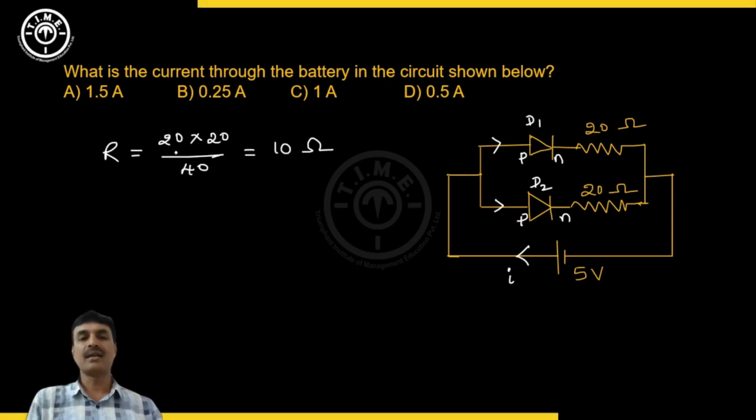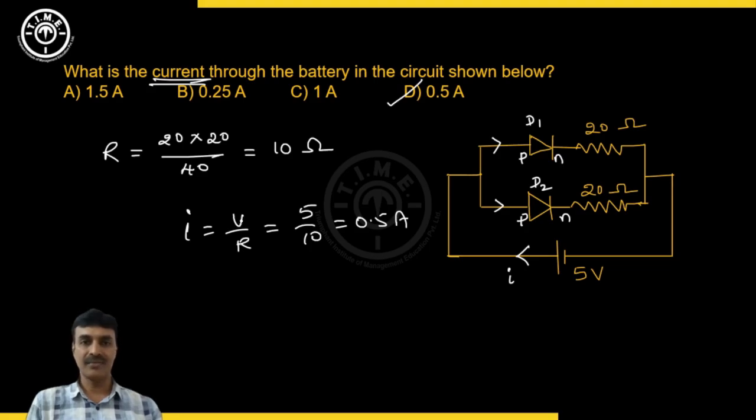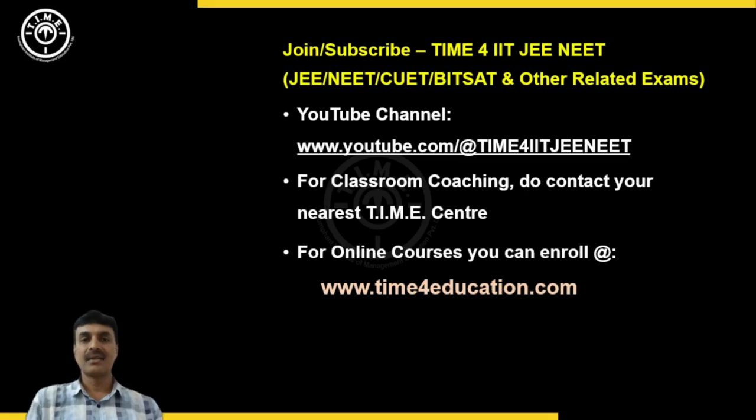Potential is given. What is the current? Using Ohm's law, I is equal to V by R. It's 5 by 10, 0.5 ampere. So 0.5 ampere is here in option D. Understood? Right. Now let's see some questions that are asked in the NEET entrance.